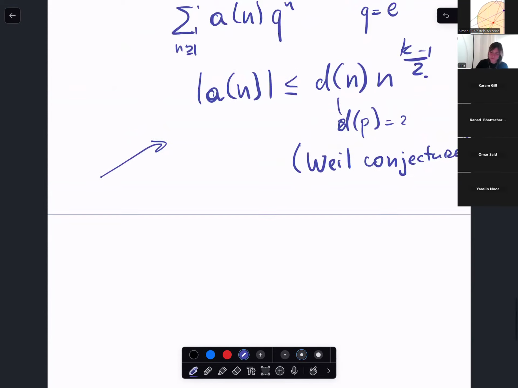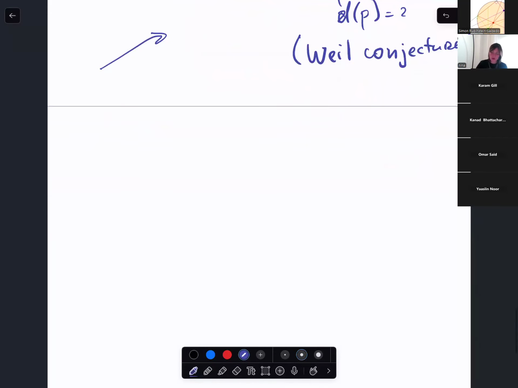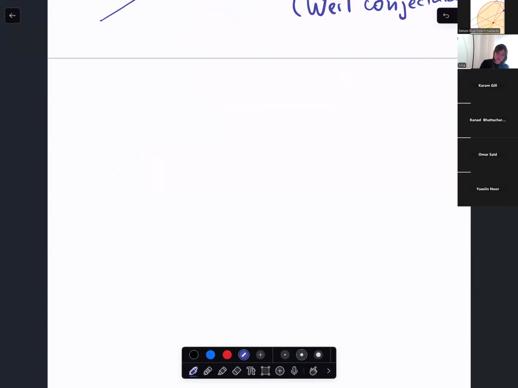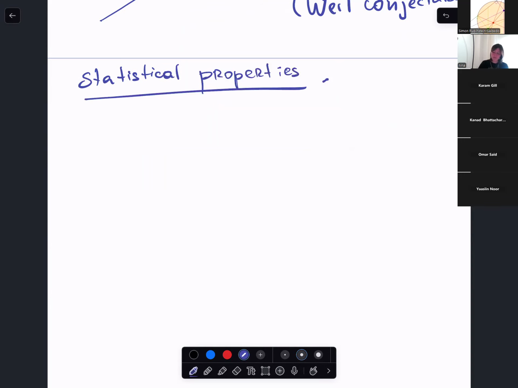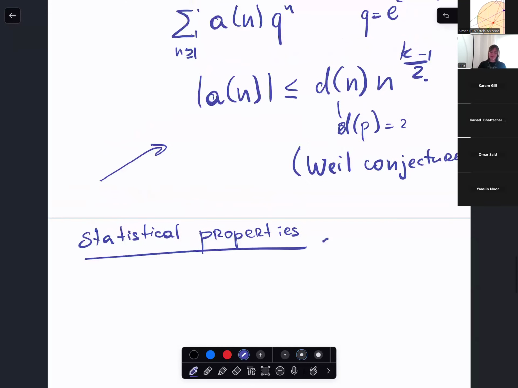Right, okay. So now I want to slowly get to the statistical part. Okay, so what do I mean by statistical properties?